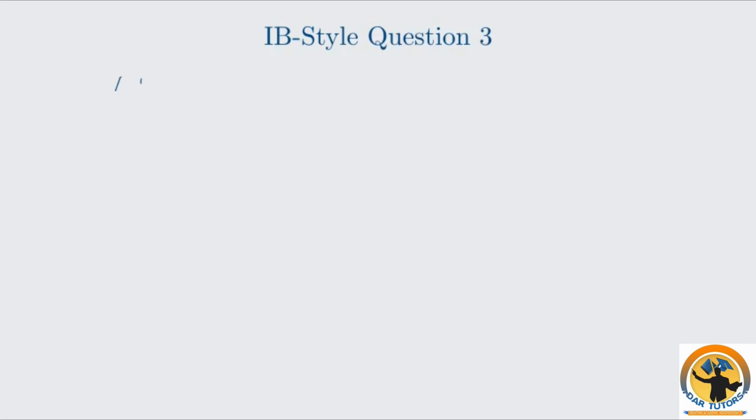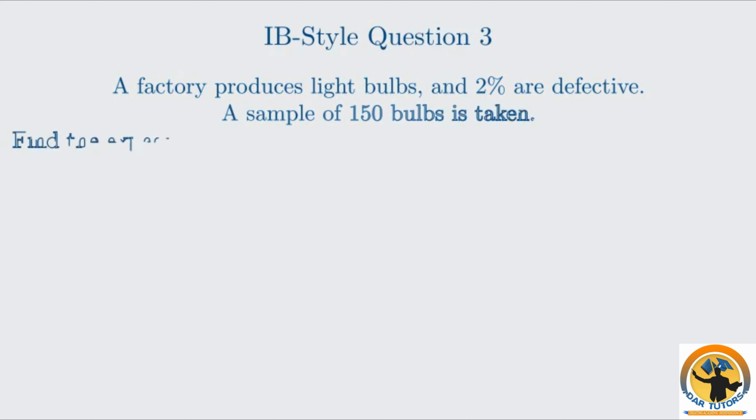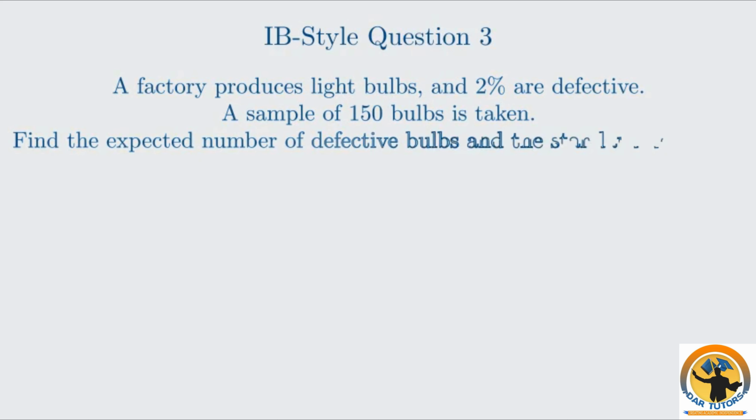Question 3 involves the mean and standard deviation of a binomial variable. A factory produces light bulbs and 2% are defective. A sample of 150 bulbs is taken. We need to find the expected number of defective bulbs and the standard deviation of this number.